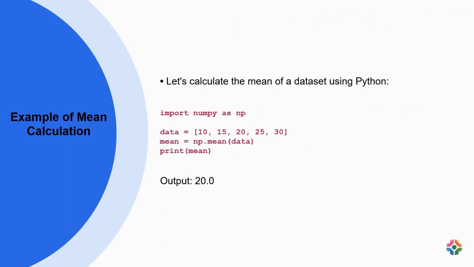To calculate the mean of a dataset in Python, you can use the NumPy library. First, import NumPy as np. Then, create a list of data, for example, 10, 15, 20, 25, 30. Calculate the mean by using np.mean(data), where data is the list of values. Finally, print the result to display the mean. In this case, for the dataset 10, 15, 20, 25, 30, the mean is 20.0.